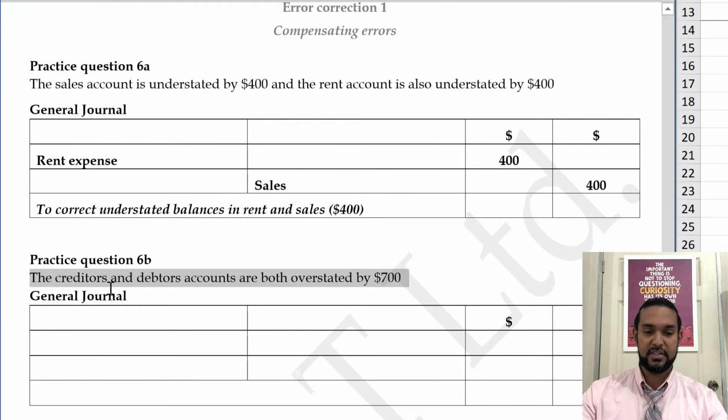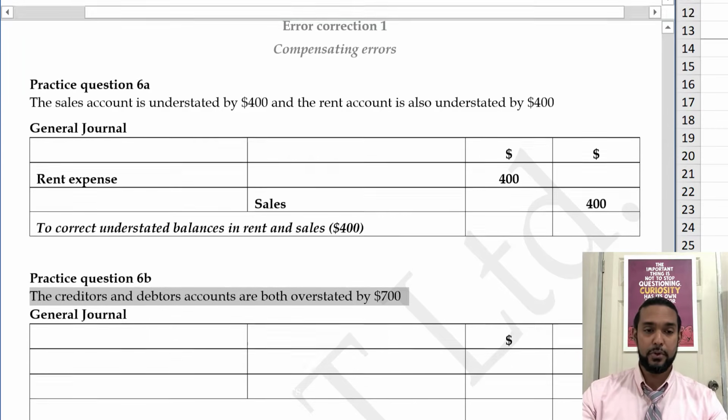What about the second practice question? What did you guys do? So creditors and debtors accounts both overstated by 700. Okay, so let's analyze. Creditors is a liability, debtors is an asset, and they're both overstated. That means their balances are too high. Let's go up to the double entry rules.